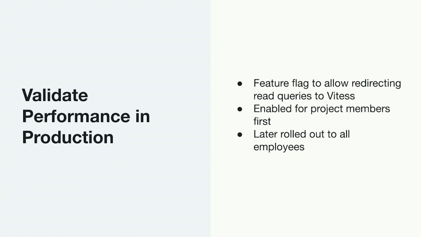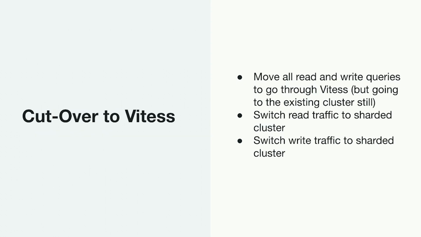Eventually, we built a feature flag to allow redirecting read queries to Vitess, and we enabled that feature flag for all project members that worked on the Vitess migration. We were actually surprised how well things worked from the get-go, because we did all this analysis up front. I don't think we actually encountered a lot of issues once we enabled this. And we very quickly also rolled out that feature flag to all employees at GitHub to make sure that we actually have some load going to Vitess and that everything works fine.